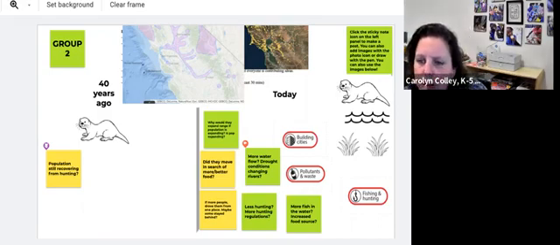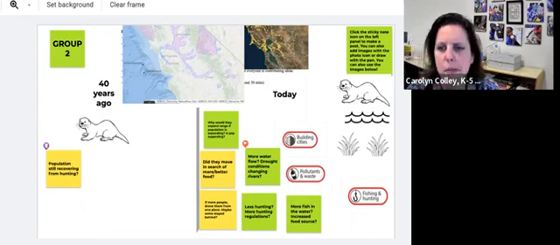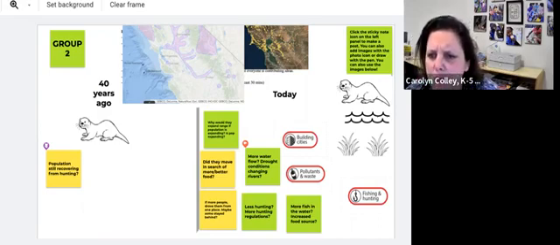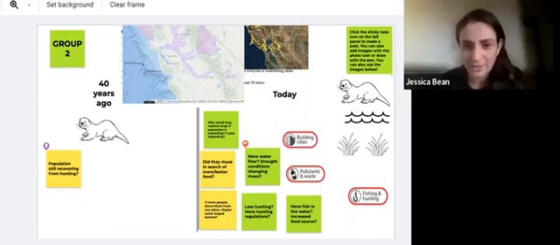I'd also be curious to know where the ports are, because I know Oakland has a port. And it's a great question. Write that down. That's a great question to be thinking about.